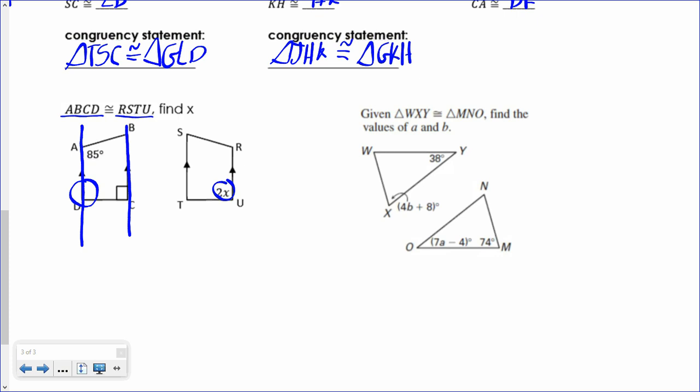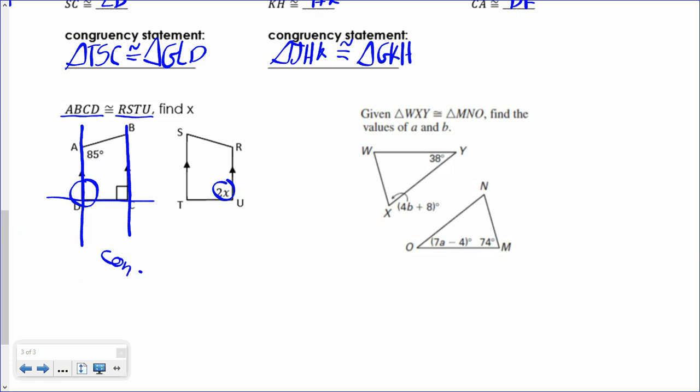So if I have parallel lines, which transversal would I want to use? This top one or this bottom one? Right. So if I draw this picture right here, would I use the 85 to help me solve? No, I would use the 90. So what kind of angles are these two?